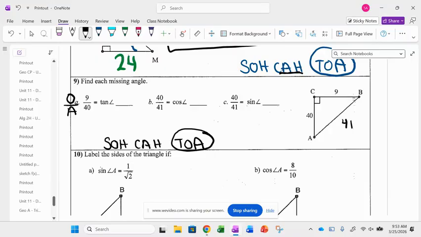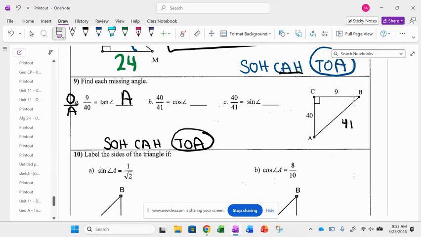So now we're going to look, and I'm going to look at the 9. 9 is opposite which angle? A. And then I'm going to double check. Since 9 is opposite A, I need 40 to be adjacent to A. Well, is 40 adjacent to A as well? Yeah, so that means they're talking about angle A in this problem. So that's all we put is tangent of angle A ends up being 9 over 40.